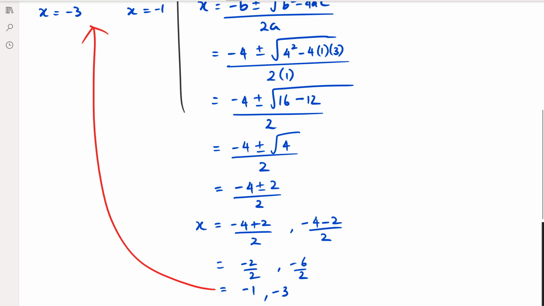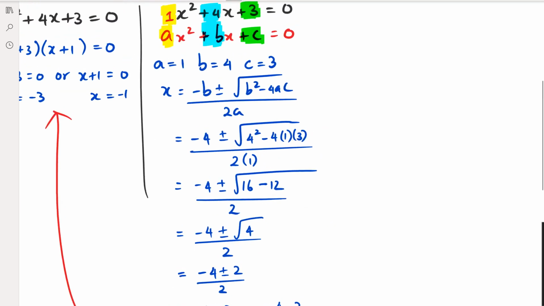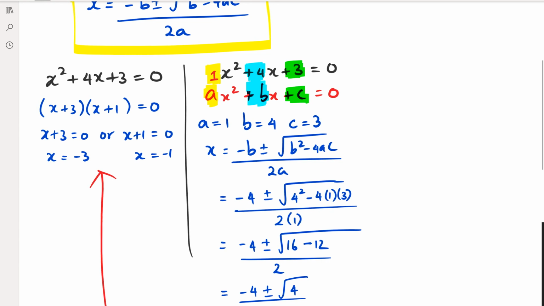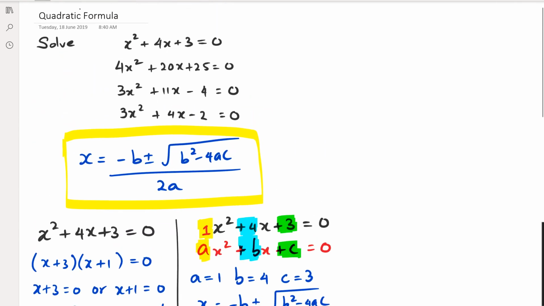Alright, now in terms of working out, you're wondering, man, that's a lot of work to do, but the reality is that with quadratic equations, you've got to ask at what point is it better to use the quadratic formula, and at what point is it better to just factorize it by itself. So that was question number 1. So let's have a look at question number 2.